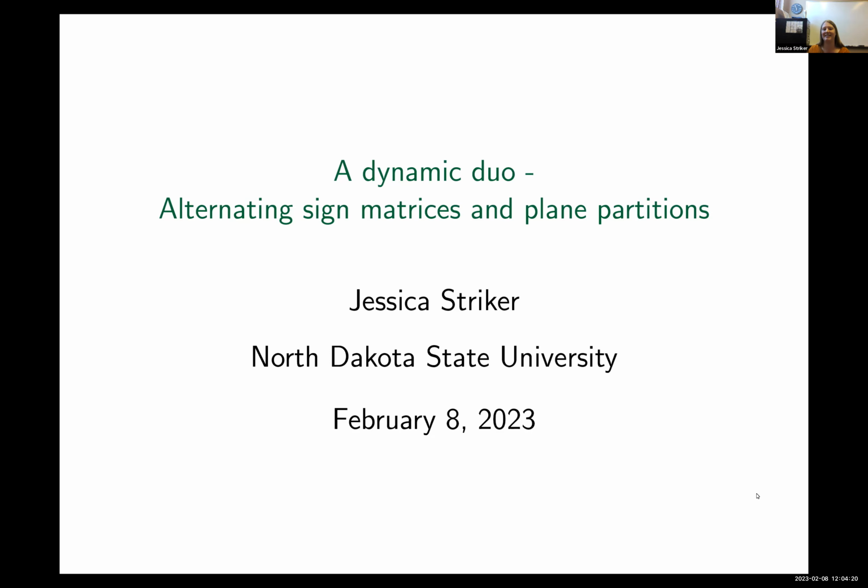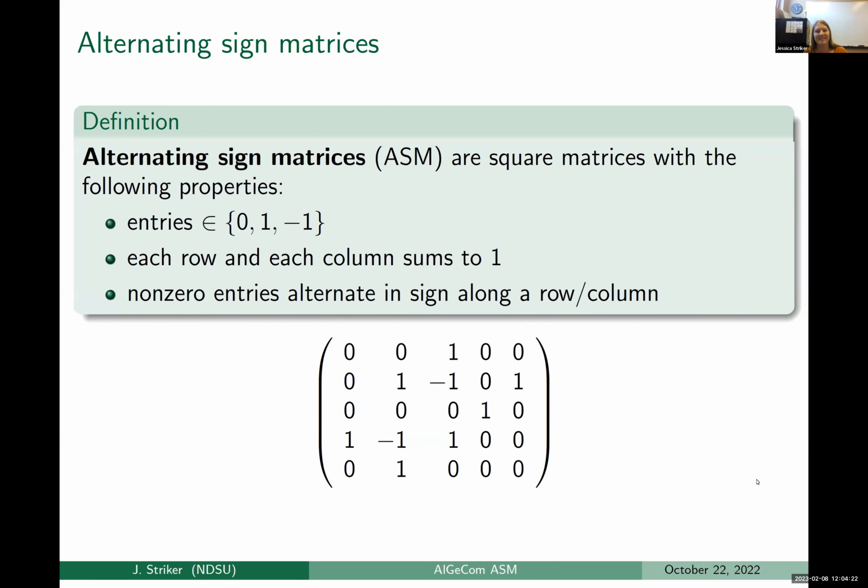Okay, so what is an alternating sign matrix? Here's a picture and here's the definition. It's a matrix with zeros, ones, and negative ones in it, such that the rows each sum to 1 and the columns each sum to 1. And then along any row or column, the nonzero entries will alternate in sign. There might be some zeros in between, but they'll alternate. If you sat down and played with this for a little bit, you'd realize that each row and each column has to start and end with a 1, and then there might be some alternating -1s and 1s in between.